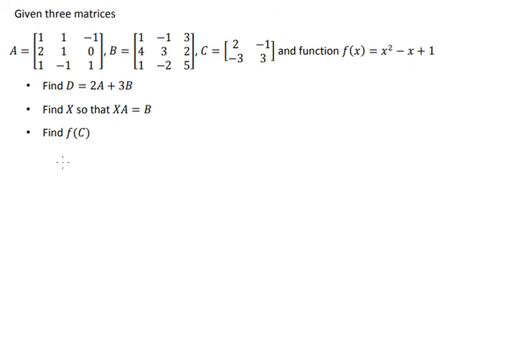Hello everybody, so today I will talk about calculus. The topic today is about matrix. So now I will show you the technique.